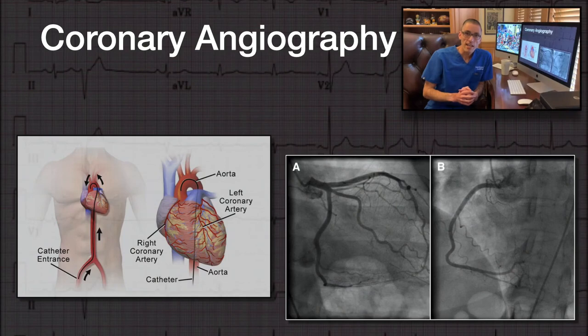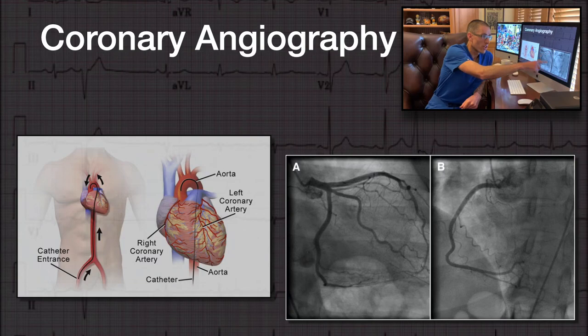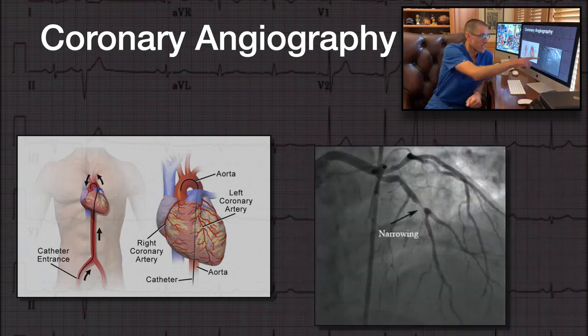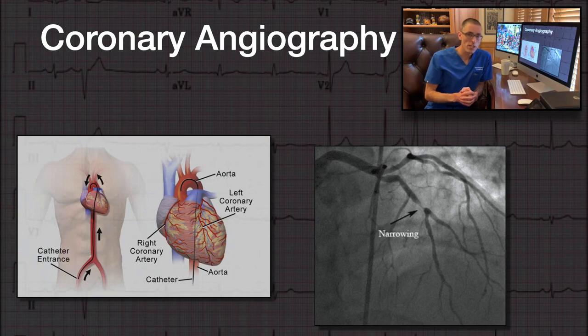When we inject the dye into the coronary arteries, we get a picture like this, where we can see the 2 left-sided coronary arteries called the LAD and the circumflex, as well as the right-sided coronary artery called the RCA, or the right coronary artery. And in this picture, these are nice, smooth, open tubes that we could say have no blockages in them. Alternatively, we might see something like this, where we see a severe narrowing or a severe blockage in that artery.